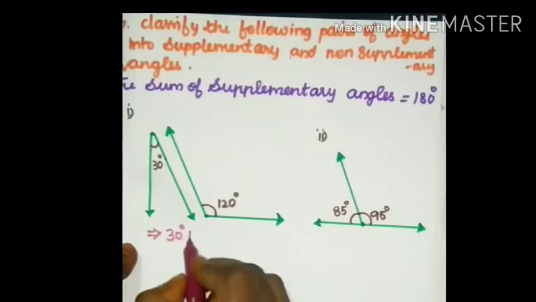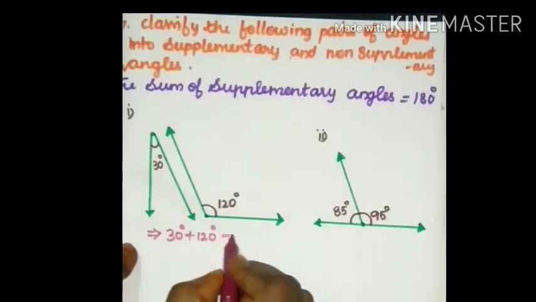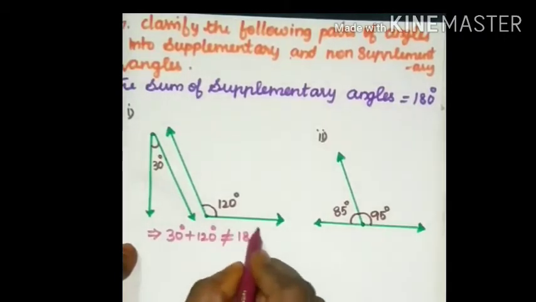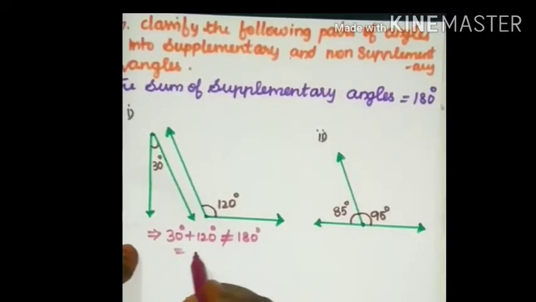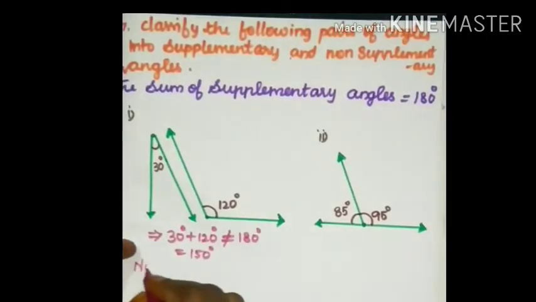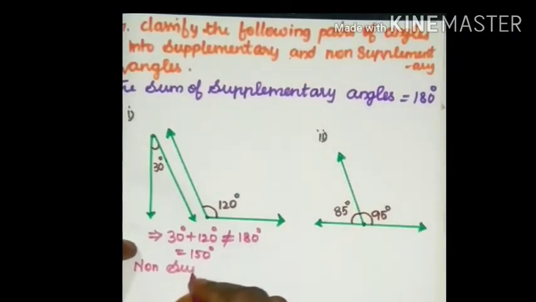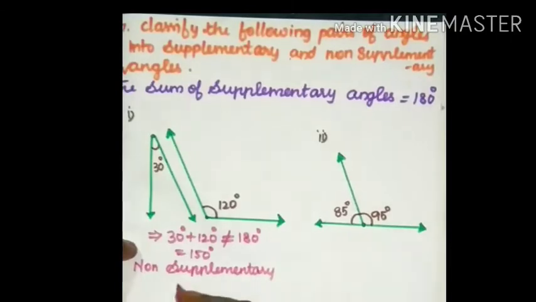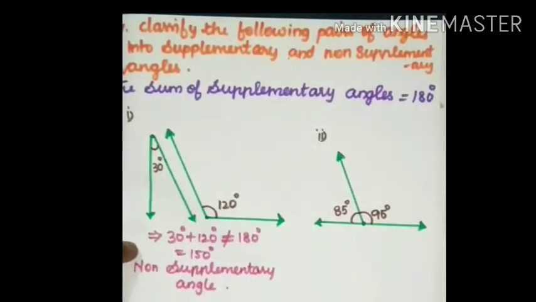30 degrees plus 120 degrees is not equal to 180 degrees, because 30 plus 120 is what? 150 degrees. So it is a non-supplementary angle. If the sum of two angles is equal to 180, it is a supplementary angle. It is not equal to 180 degrees, so it is a non-supplementary angle.